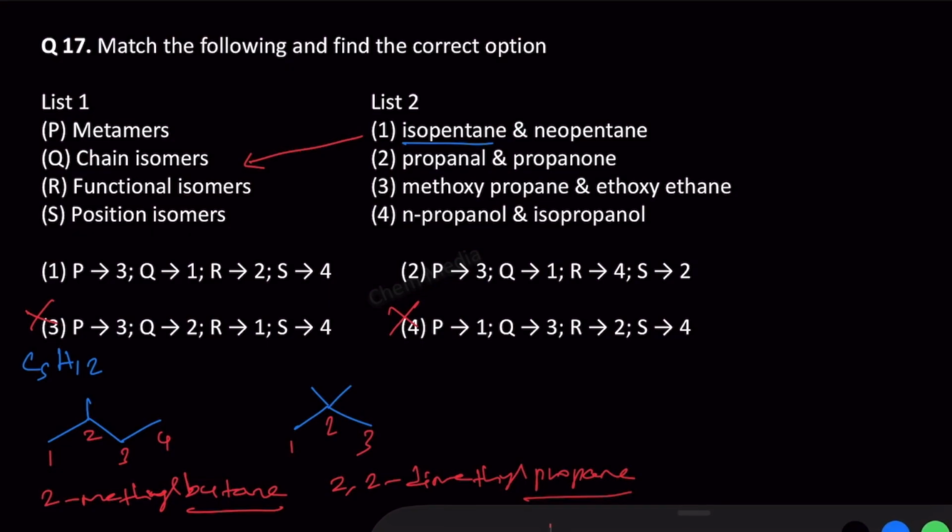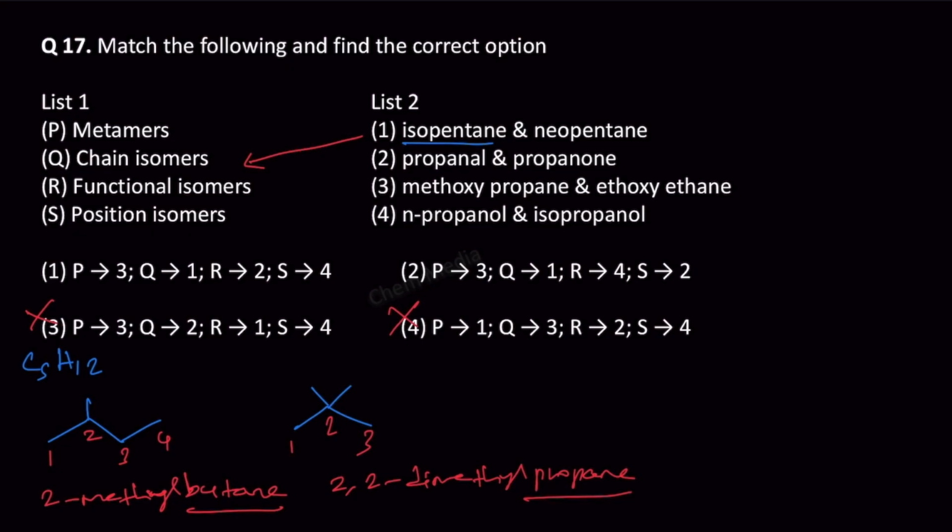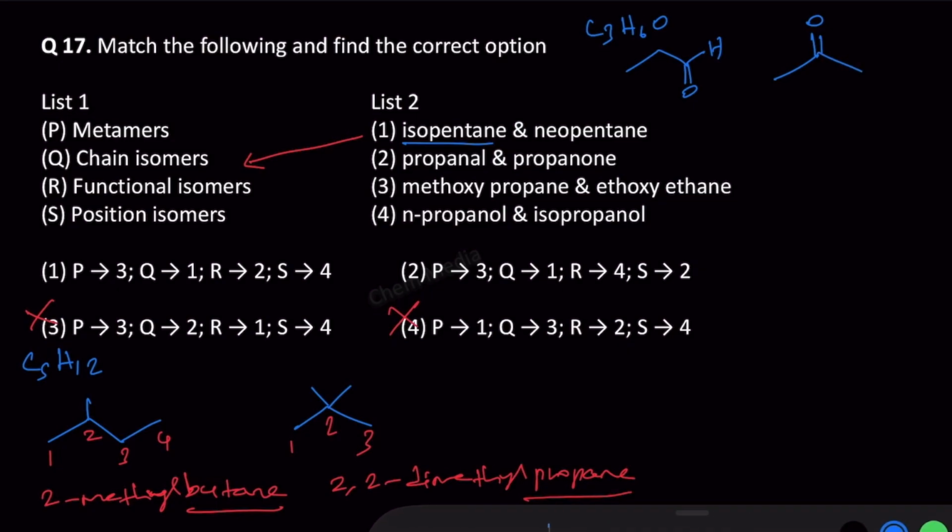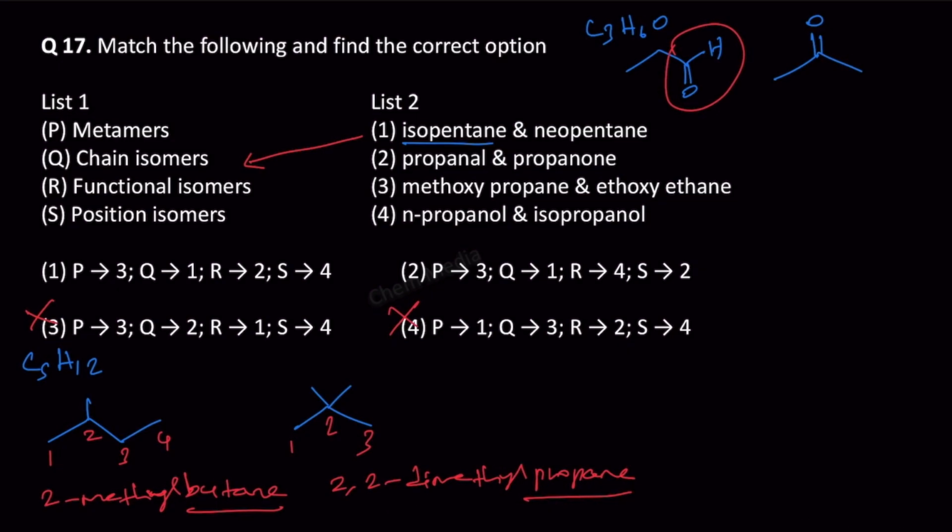How about the next one? Propanal. Propanal is CH3, CH2 and then aldehyde. Molecular formula is C3H6O. Propanone, that is CH3, C double bond O, CH3. So we have an aldehyde in one case, we have a ketone in the other case. Therefore, these two are functional isomers. This means 2 should match with an R. So therefore, option 1 should be correct.